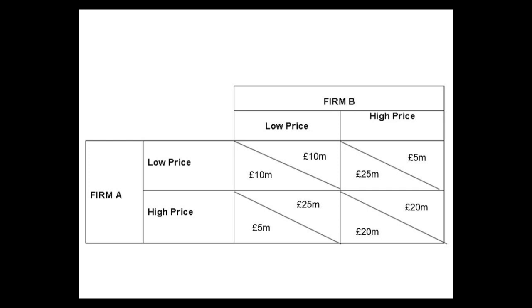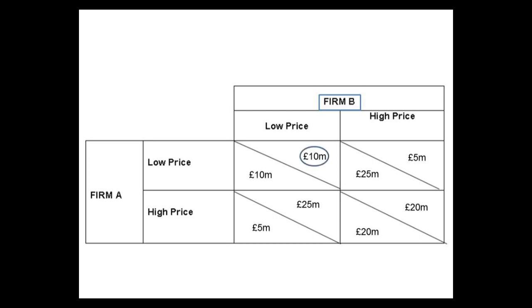Again, we go through firm by firm and think about each firm's dominant strategy. So starting with firm B, who again we'll represent in blue, if they know that firm A will charge a low price, if they charge a low price too, they'll receive £10 million of profit, and if they charge a high price, they'll receive £5 million. So if they know that firm A charges a low price, they'll charge a low price too.